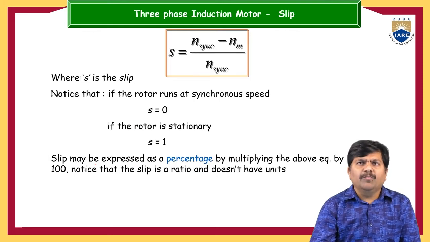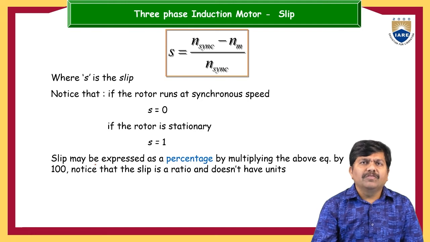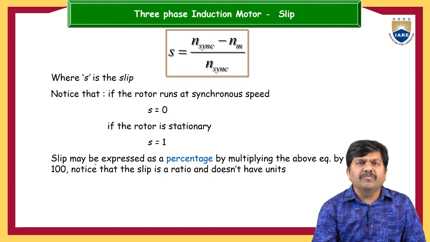So one more important point here: slip. That is a very, very important point we have to remember. What is the slip? Slip is the difference between the synchronous speed and the motor speed, divided by the synchronous speed. This is the formula used to calculate the slip of the induction motor.